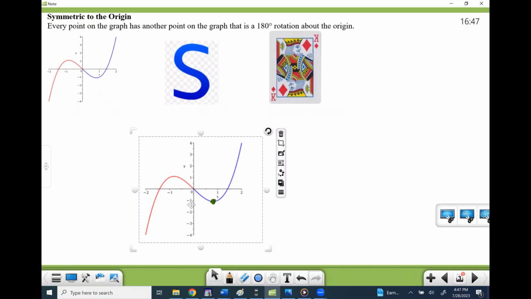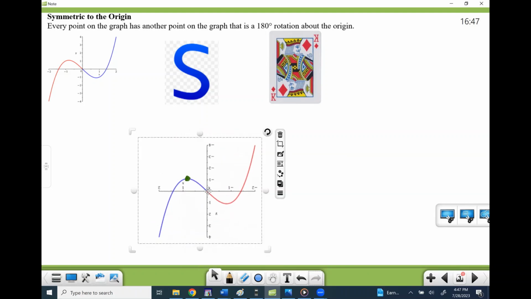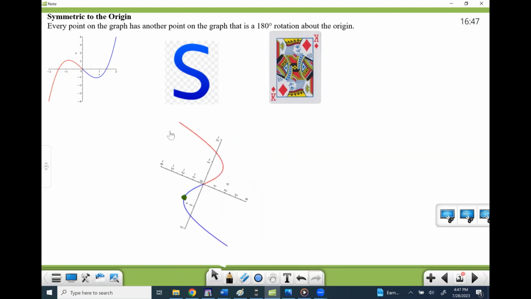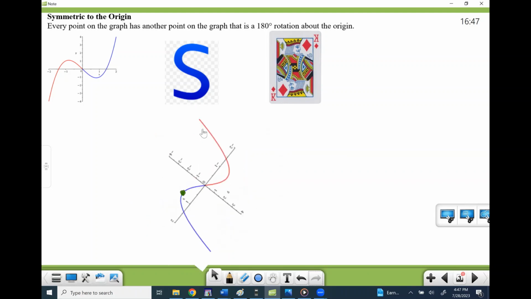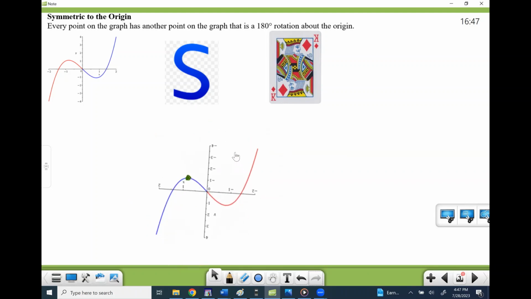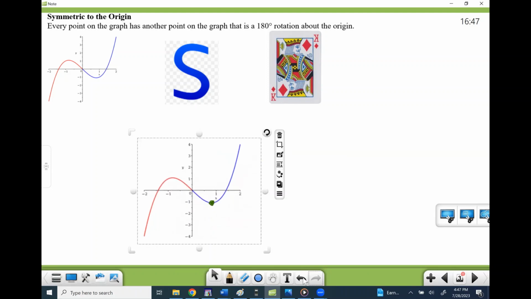So take a look at how this looks, right? It's dipping below the x-axis and coming up. If I flip it upside down, which is 180 degrees, we still have that same shape that goes below the x-axis and goes above. It looks exactly the same. So anything that you can rotate 180 degrees, which basically means flipping it from right side up to upside down, if it looks the same, then you know that you're looking at something that's symmetric to the origin.